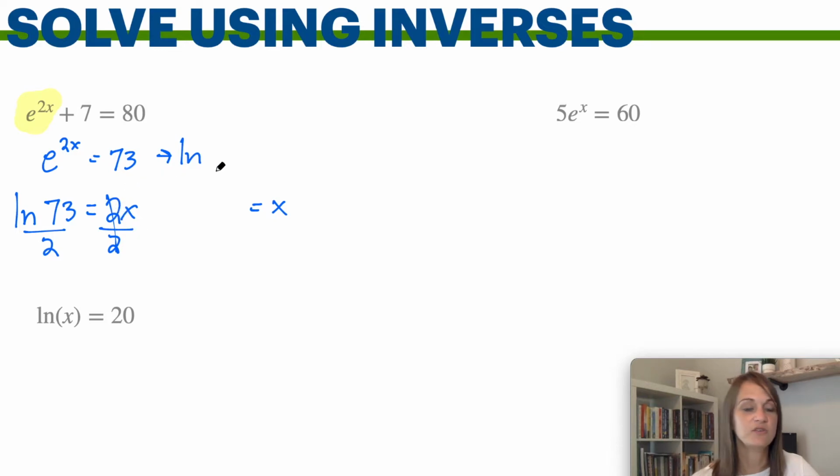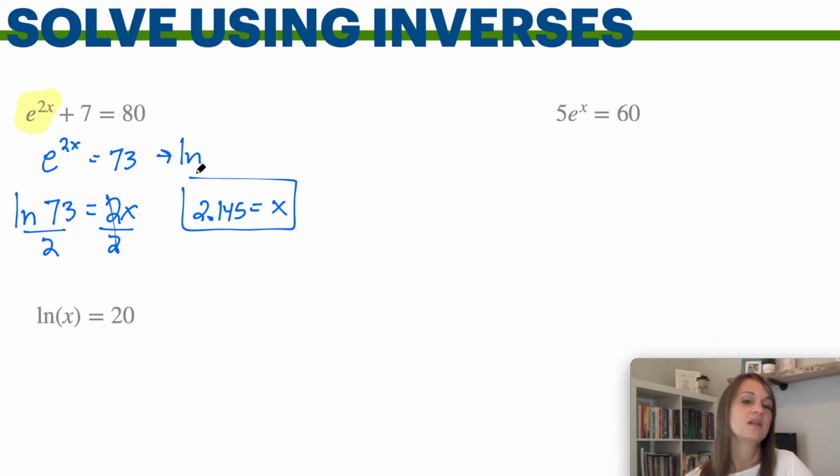So in your calculator, you can go ahead and solve that, and you will get 2.145. The next, before we can mess with this e to the x, we first need to get rid of the 5. So I'm going to divide both sides by 5. Then I'll get e to the x equals 12.